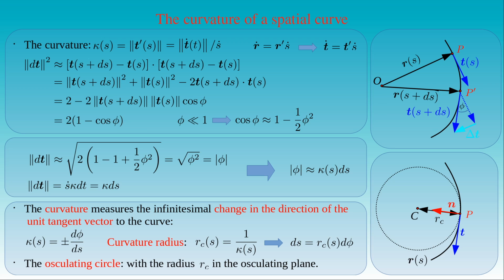The smaller the radius rc of the curve at the point P, the greater the curvature kappa of the curve is at that point. If the curve is a straight line, then the radius of the osculating circle becomes infinite in each point of the line, that is, the curvature is 0 along the line. This is the geometric interpretation of the function kappa.